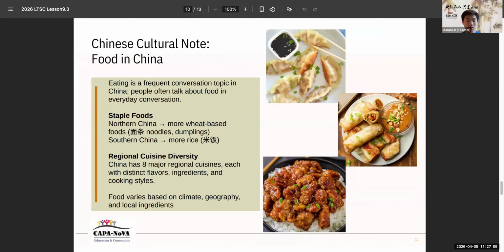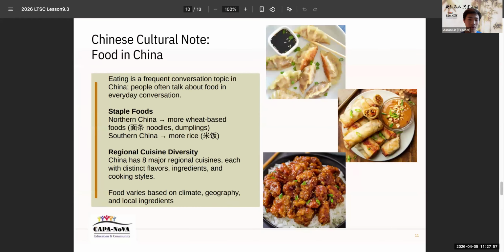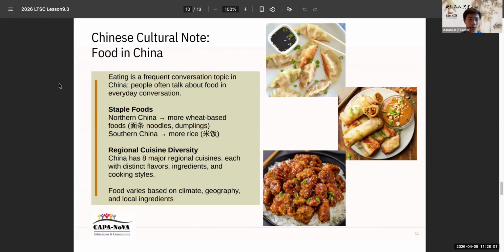So here's a brief cultural note about food in China. Eating is a frequent conversation topic in China, and a lot of people like to talk about food in their everyday conversations. And something about the staple foods is really unique in China.